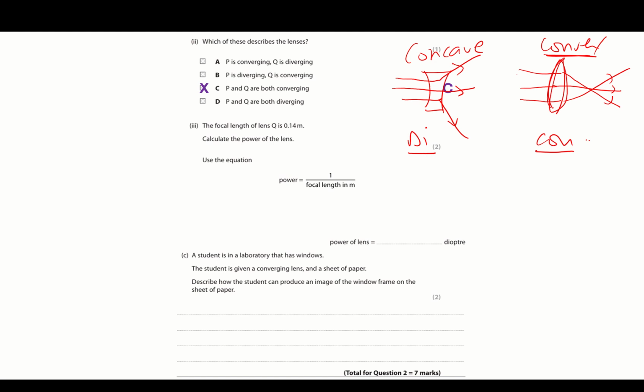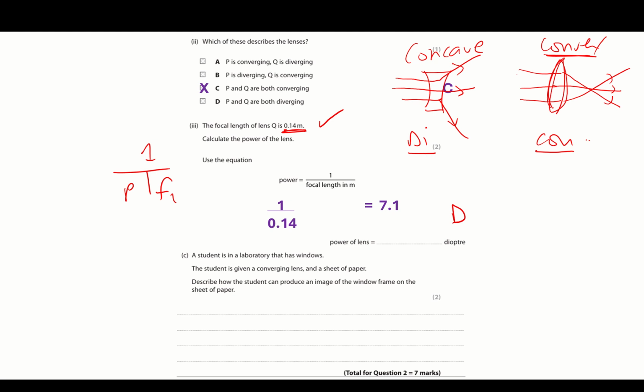Next one. The focal length of lens Q is 0.14 meters. Perfect. It's as I want it, so there's no centimeter change. Calculate the power. So this is power equals 1 over the focal length, and we can see we just got to put the numbers in. So there we go. 1 over 0.14 equals 7.1 diopters.